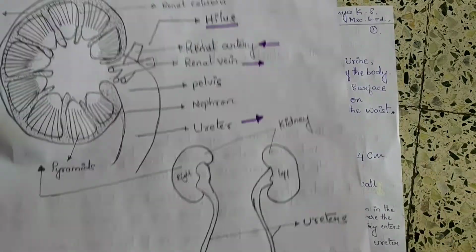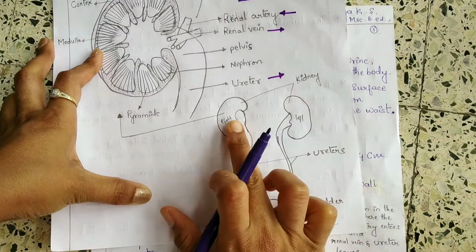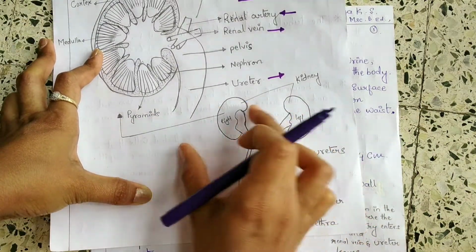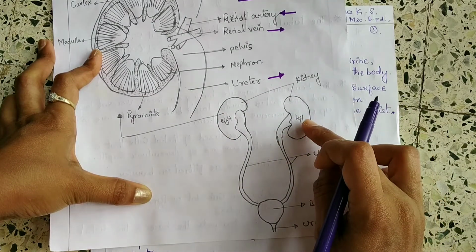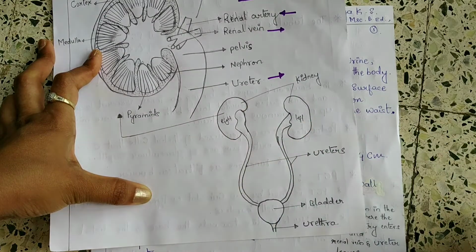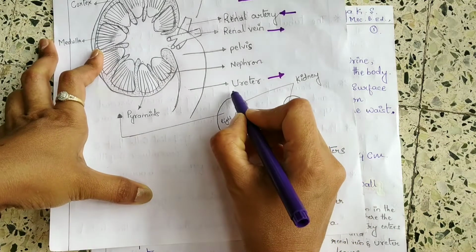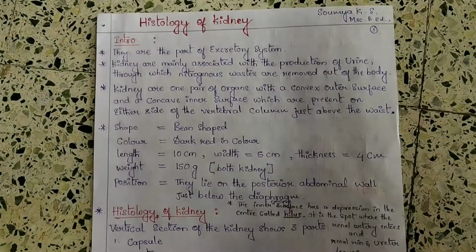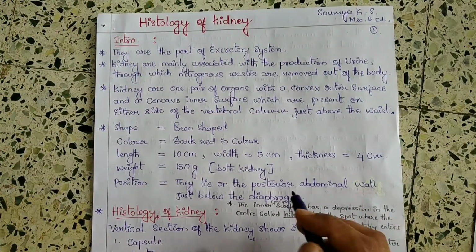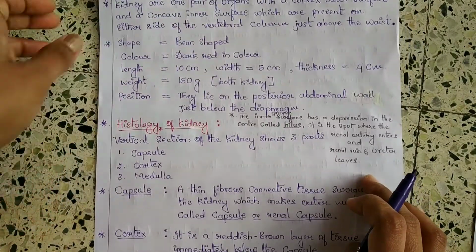As I mentioned before, in the diagram these are the two kidneys present on either side of the vertebral column, which are bean shaped and dark red in color. Above the kidney you can find the adrenal glands. Now we will move on to the next point.